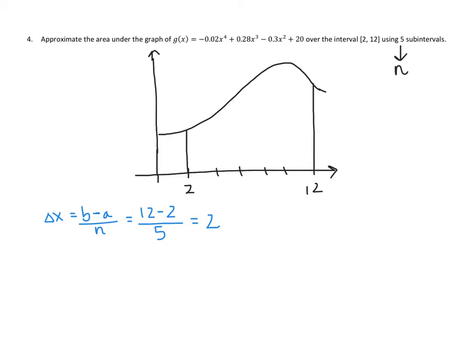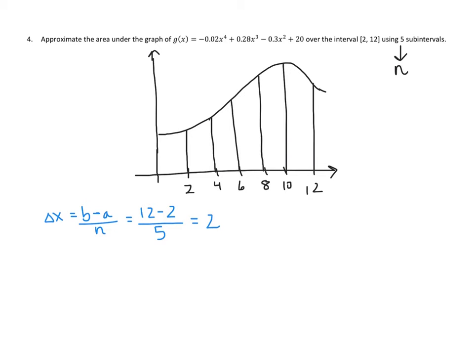So next what we can do is draw our rectangles on our graph so we get a visual of what we're doing here. With a width of 2, each rectangle has a width of 2. So from 2 to 4 is our first rectangle, and then from 4 to 6 is our next rectangle. 6 to 8 is the next one, and then 8 to 10, and then 10 to 12.